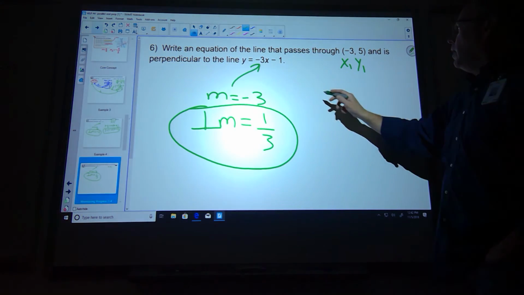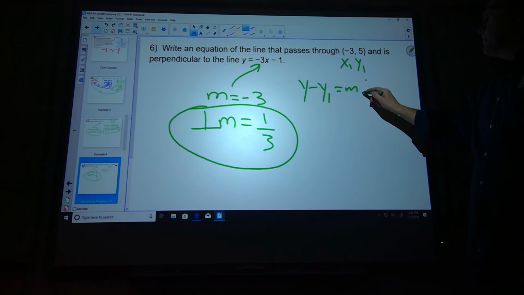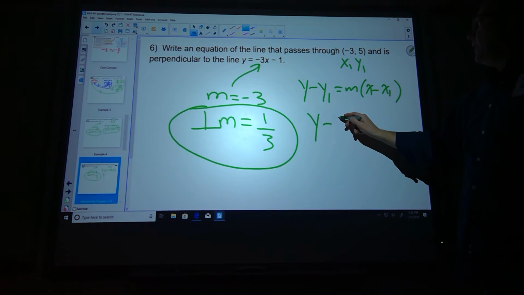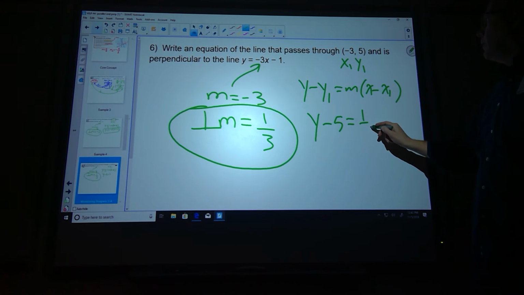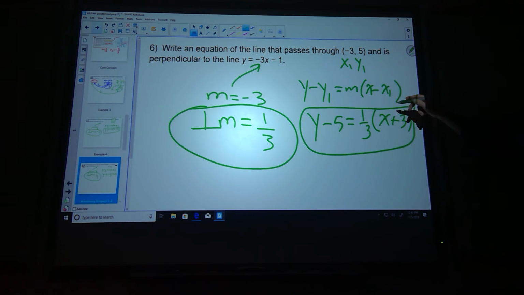So that's x1, y1. So we're using our point slope. Okay, so I'm going to get y minus 5 equals 1/3 x minus negative 3, so x plus 3. So this equation here contains the point negative 3, 5 and is perpendicular to the given equation. It means it crosses at 90 degrees.